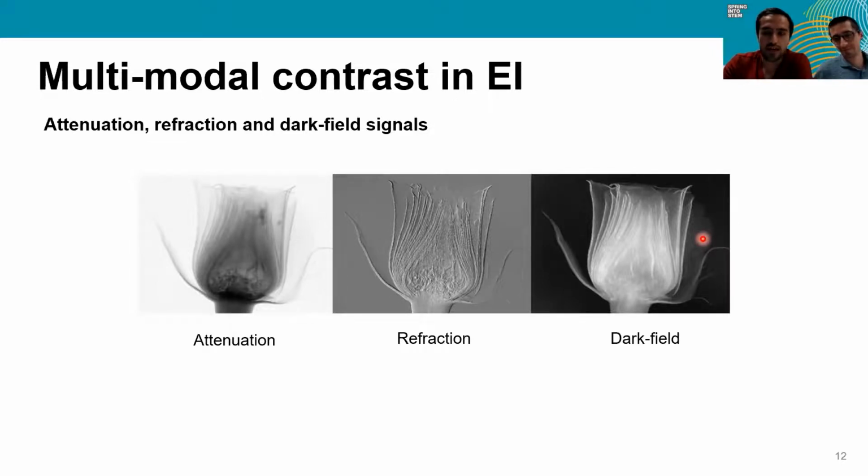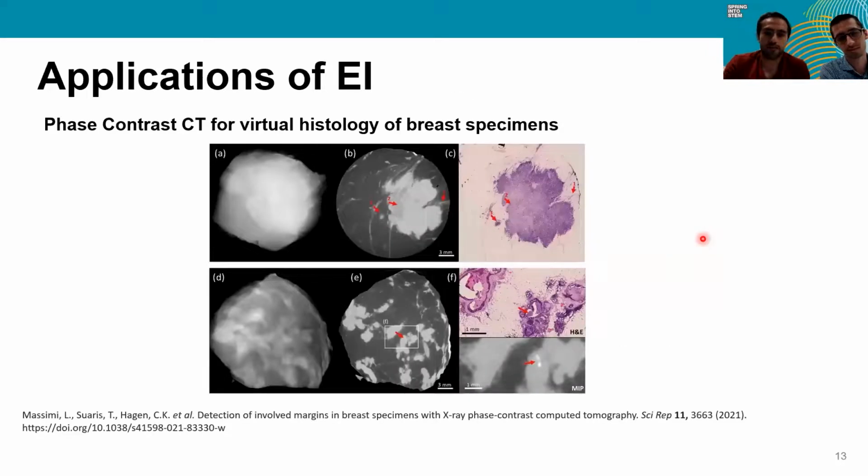Let's look at some of the applications of EI and how it's being used for a wide range of industries. So one immediate application is breast tissue imaging because it's low density. For breast cancer, the usual treatment is breast conservation surgery followed by therapy. X-ray phase contrast tomography with edge illumination can provide images in minutes to assess whether the tumor was fully removed or not during one of these surgeries.